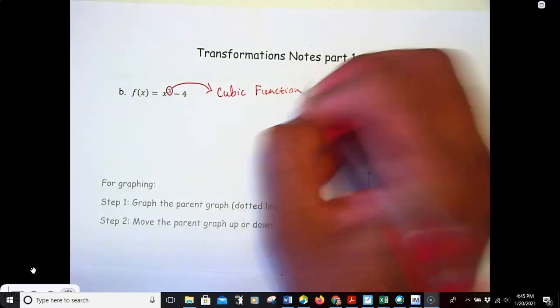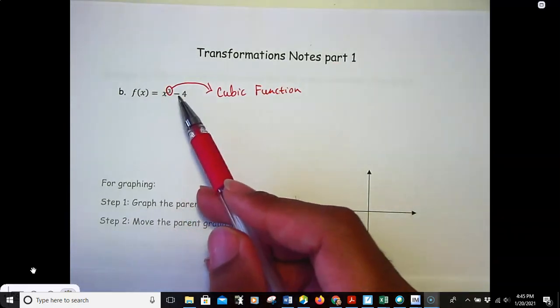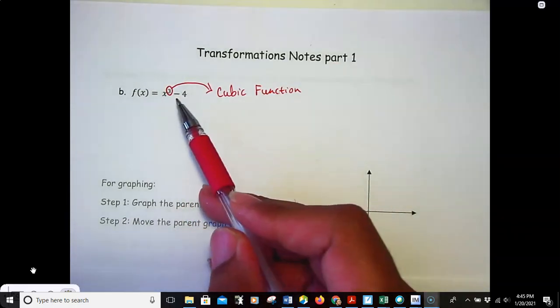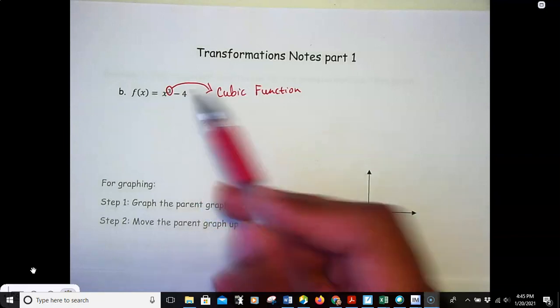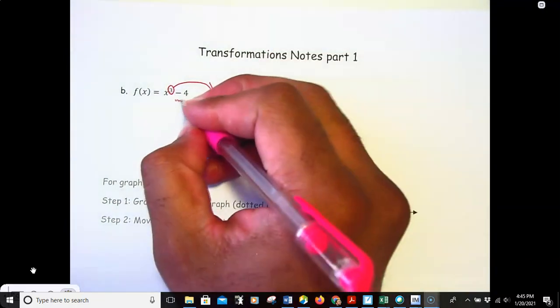So again, you ask yourself, okay, what has a cube in it? What function has a cube in it? Look through all your functions, and you see one that has a cube in it. You look at the name of that function, and it's cubic. So I promise you it's not hard. That's how we're going to use those notes from parent functions.